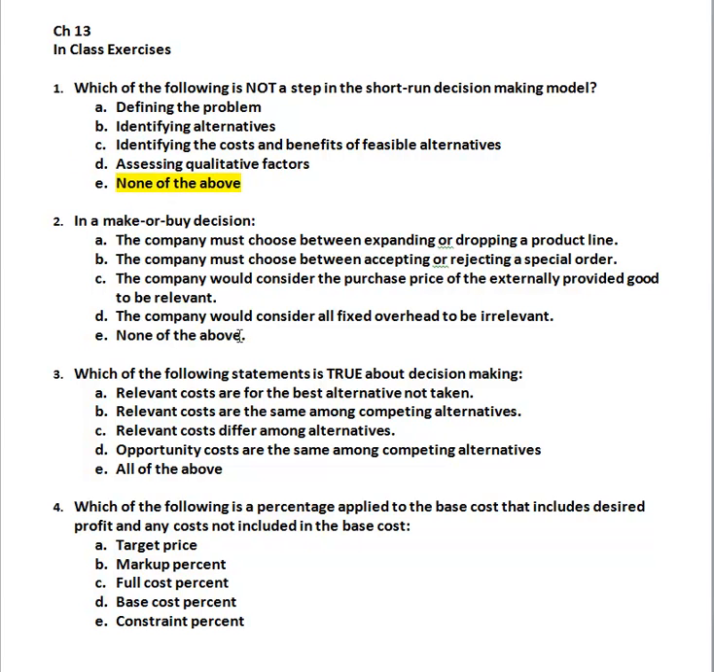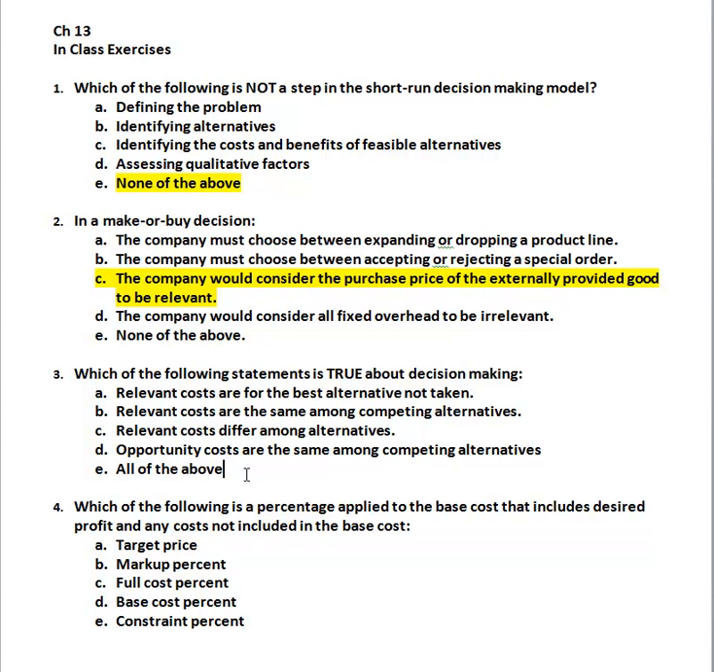Question number 2 is just asking you if you understand what a make or buy decision is. Obviously, a make or buy, you can either produce the component in-house or you can purchase it externally. So it's an outsourcing question or an outsourcing decision. So your answer on 2 is C.